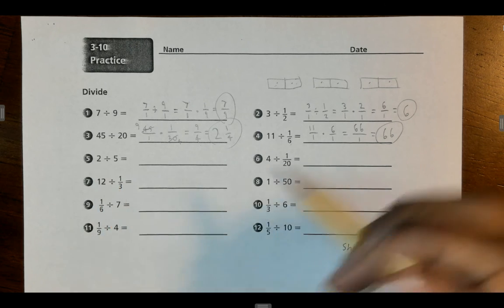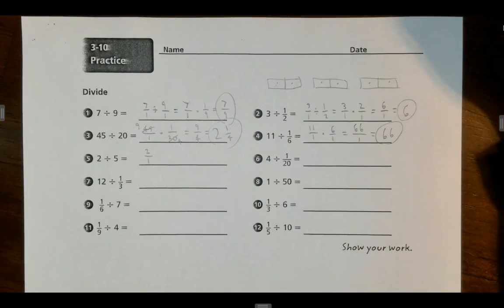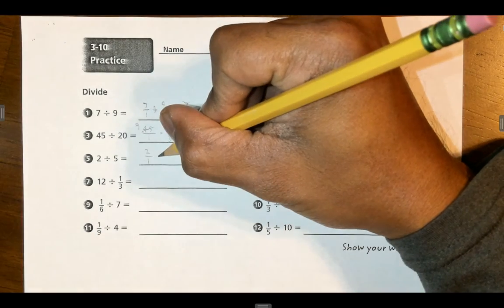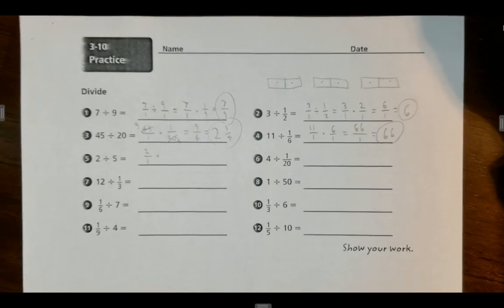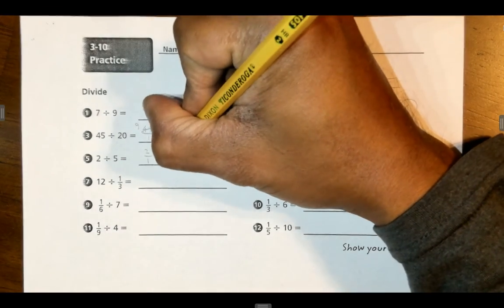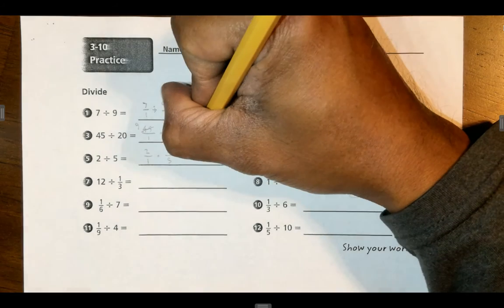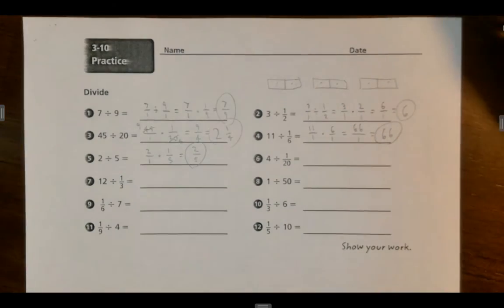Keep what's on the left the same. 2 over 2 over 1 stays unchanged. Change the symbol from division to multiplication. Flip what's on the right. 5 over 1 gets rewritten as 1 over 5. And multiply that out. 2/5.